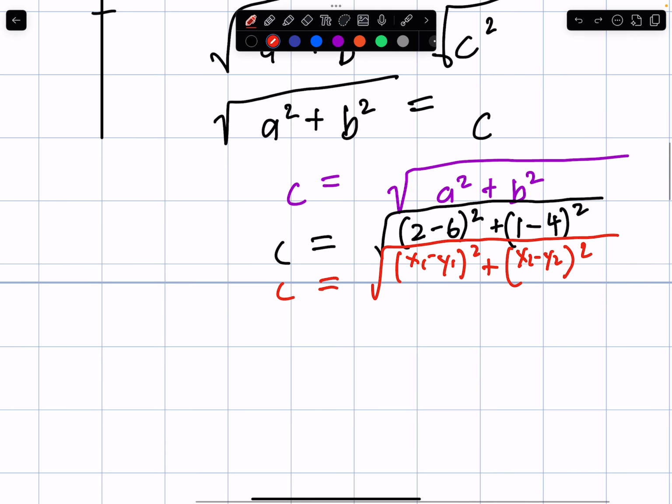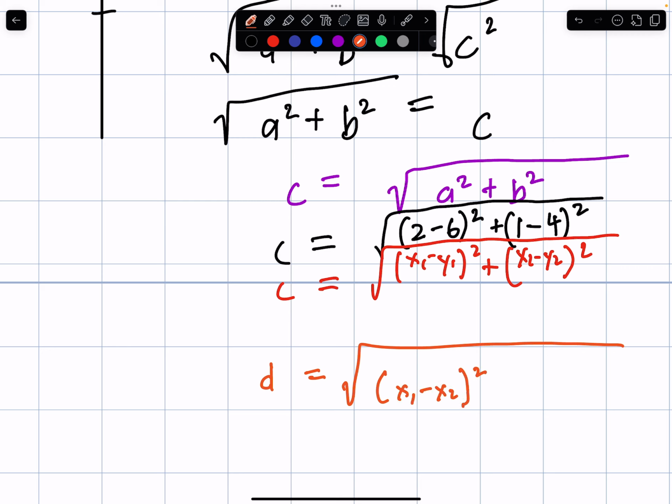What is the formula? The formula said on the first page, the distance is the square root of whatever your horizontal distance was, squared, plus whatever your vertical distance was, squared. And that's all. That's the distance formula.